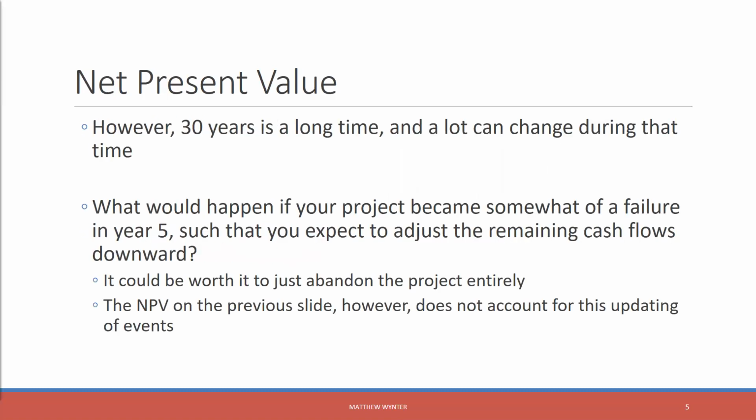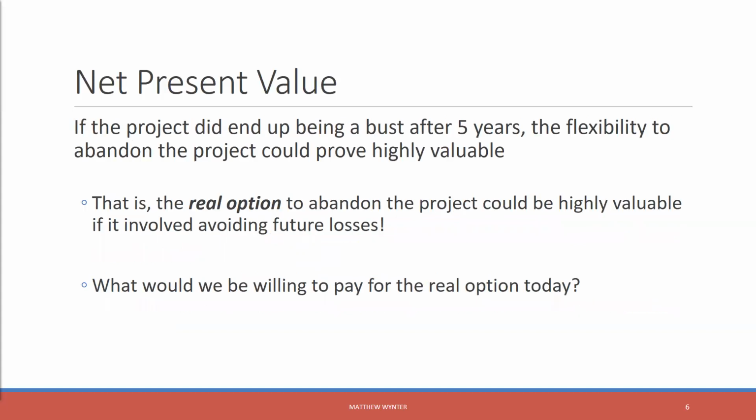However, 30 years is a long time, and a lot can change during that time. What would happen if your project became somewhat of a failure in year 5, such that you expected to adjust the remaining cash flows downward? It could be worth it to just abandon the project entirely. So the NPV on the previous slide does not account for this updating of events.